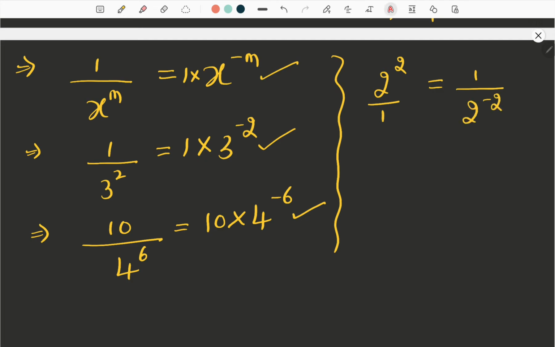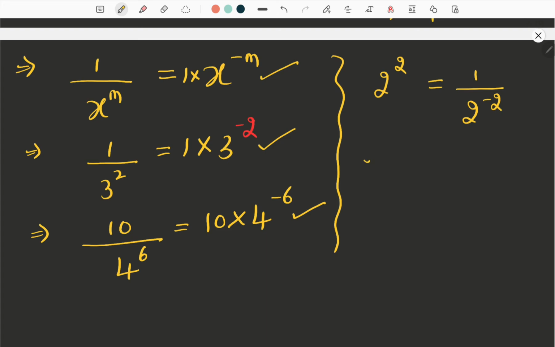So, basically what I am trying to say is that from the denominator, if you are bringing something into the numerator, this base will remain same, but this power will change its sign. Look at this, m has become minus m. Here this 2 has become minus 2. This 6 has become minus 6. Other things are same. Correct now? This 10 also I am keeping there only. Alright, so 2 to the power 2 means nothing is there in the denominator, so 1 will be there. Otherwise, if you want to bring this from the numerator to the denominator, the base will remain same, but this power will change its sign.